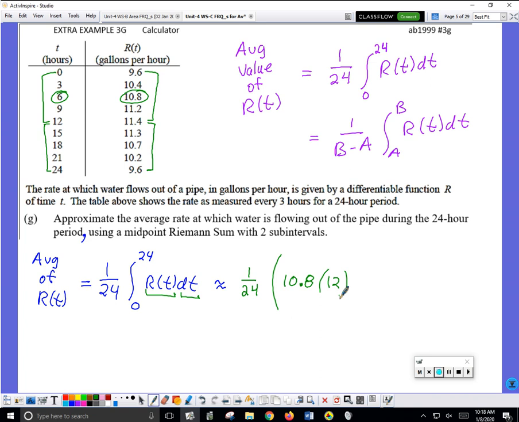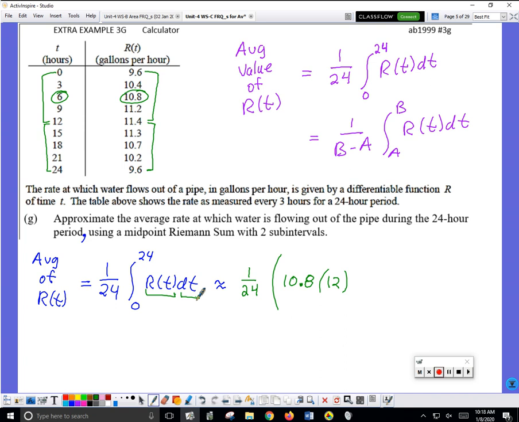So I'm looking at the integral. And again, it's all about maintaining the equality, right? So I've got to have 1 over 24. There's the 1 over 24. The integral says I'm supposed to take these two things multiplied together repeatedly. And then the S means add them up. So I go to the first subinterval, 0 to 12.